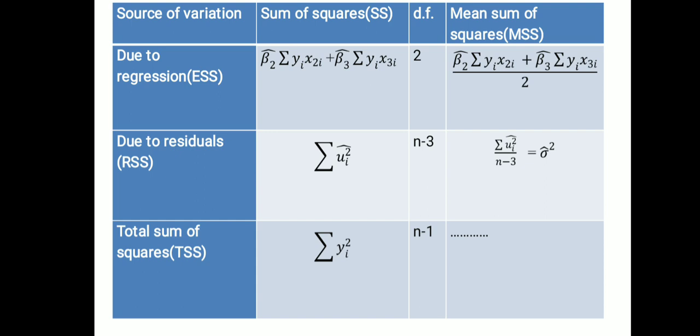Similarly, for the residual, dividing by the residual gives you the F distribution. Due to the residuals, the residual sum of squares is the sum of ui cap squared, its degrees of freedom is n minus 3, and the sum of ui cap squared divided by n minus 3 gives the mean sum of squares, equal to sigma cap squared. This is the F test.